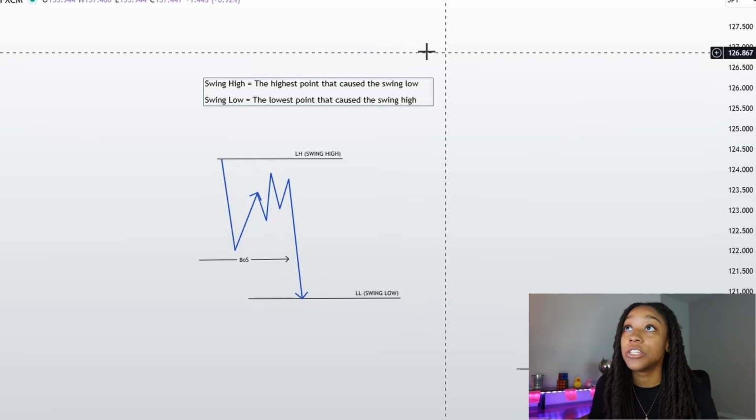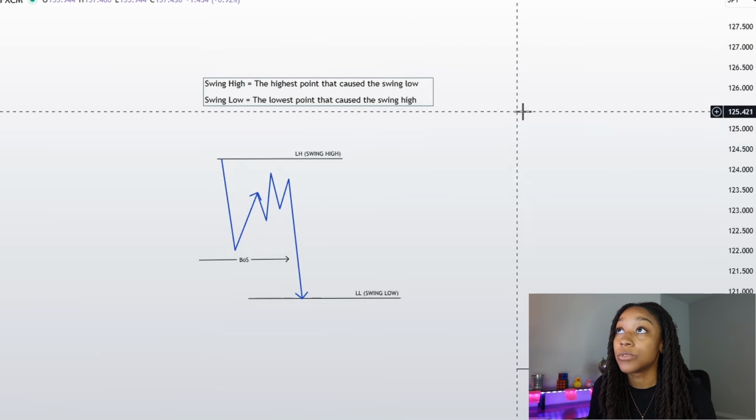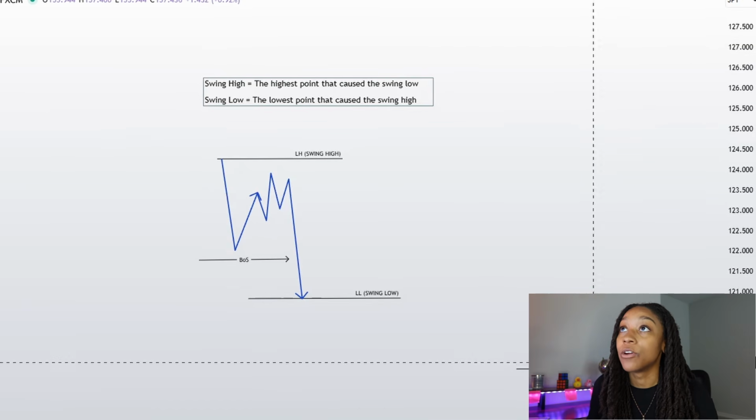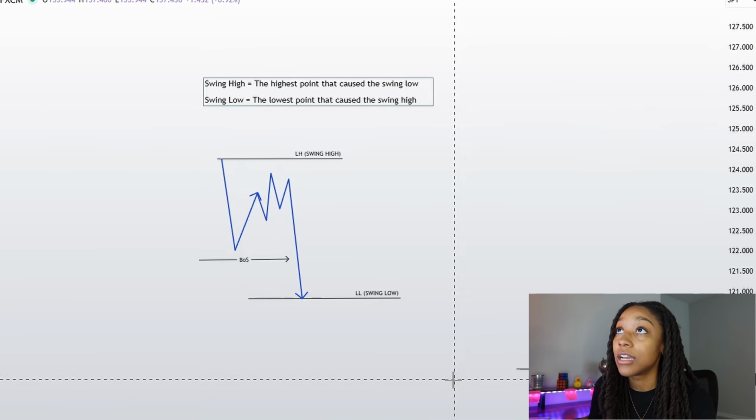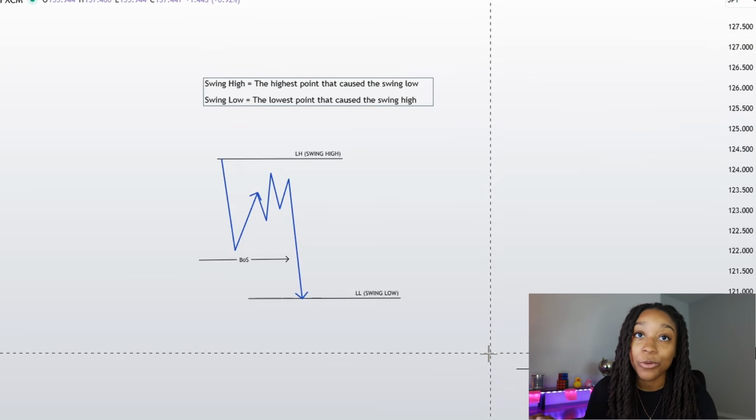Let's go back to our definition of what is a swing low and what is a swing high, and let's try to figure it out. So, okay, the swing high is the highest point that caused the swing low. Okay, so we have our definition. So with this information, I want you to pause the video and mark out the swing high, and then unpause it and see if you were correct.